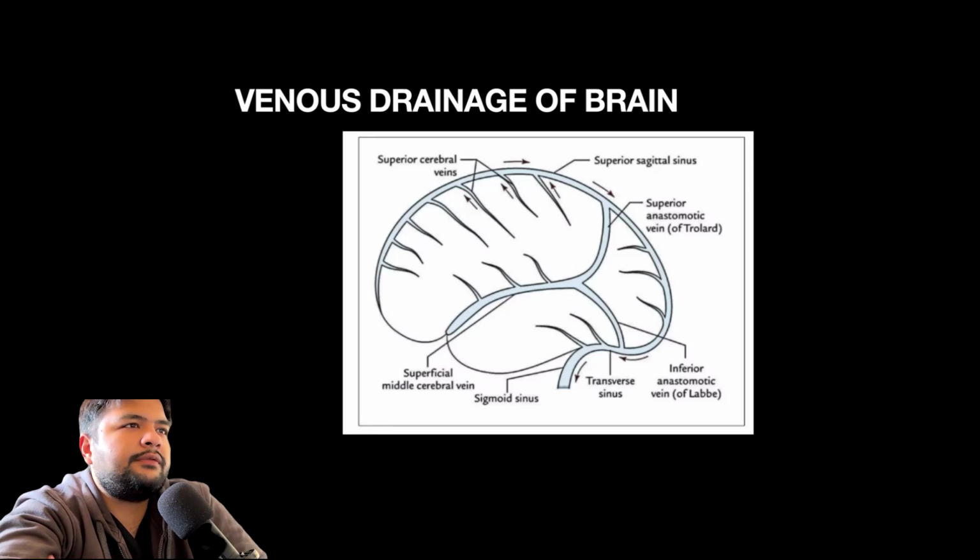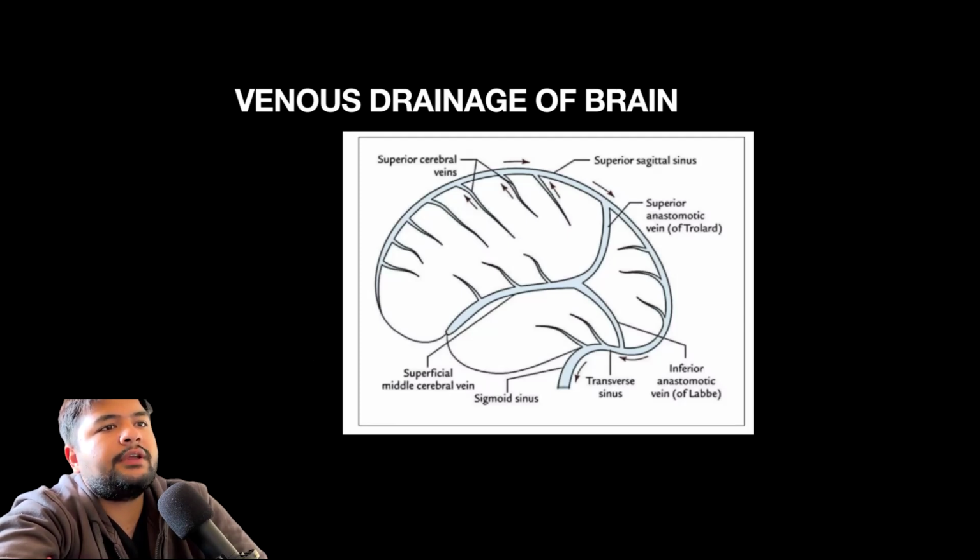Coming to the venous drainage of the brain, in this diagram we can see the superior cerebral veins, superior sagittal sinus, the superior anastomotic vein of Trolard, and the inferior anastomotic vein, that is of Labbé. We have to remember the names of these two major veins: the superior anastomotic vein is known as the vein of Trolard, and the inferior anastomotic vein is known as the vein of Labbé. Coming to the transverse sinus, sigmoid sinus, and superficial middle cerebral vein.